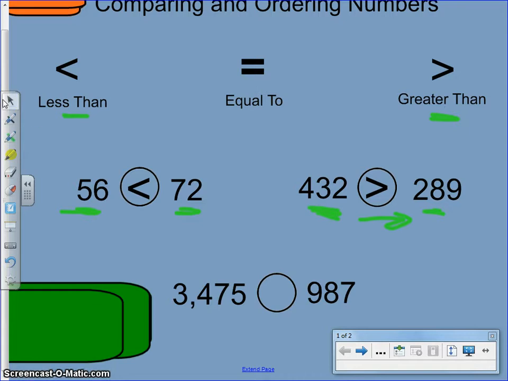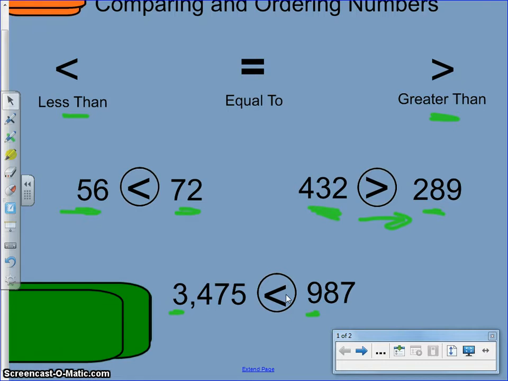And some people just want to look right away at the first digit in each number, like this one's a 3, and then over here it's a 9, and say, oh, well 9 is greater than 3, so this must read that the number on the left is less than the number on the right, because I know that 3 is smaller than 9.